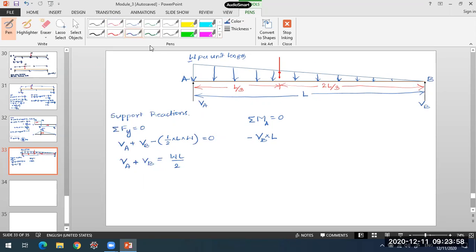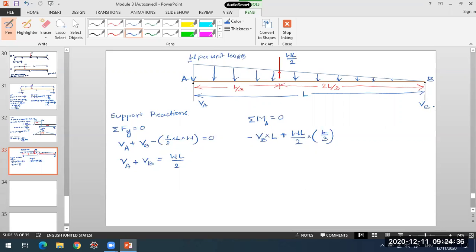Now I can take moment of this force. The total magnitude of this resultant is WL by 2. So what will be the moment about point A of this UVL? It will be plus, because it is clockwise: WL by 2 into the distance at which it is acting, L by 3. So this is the moment of all forces about point A.